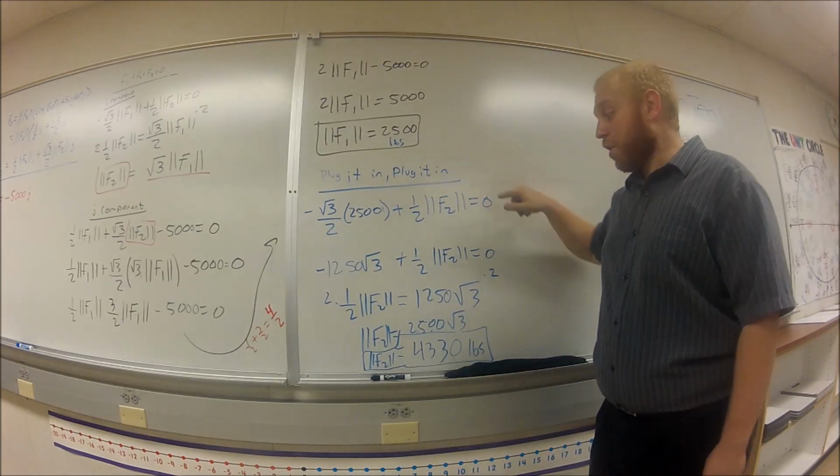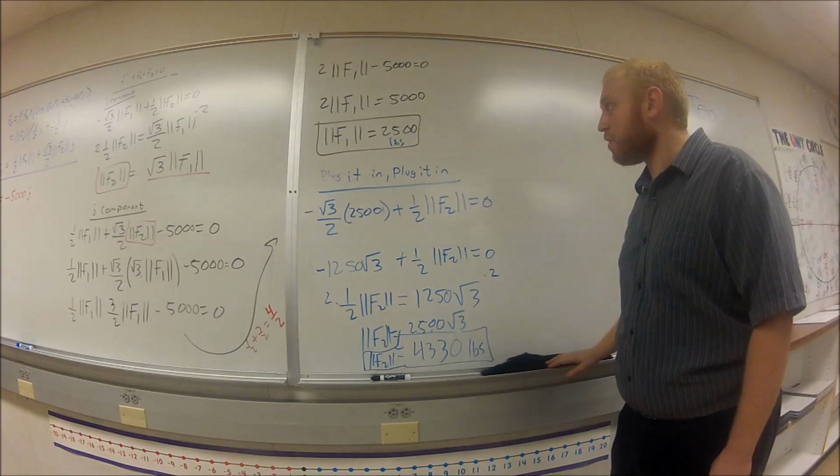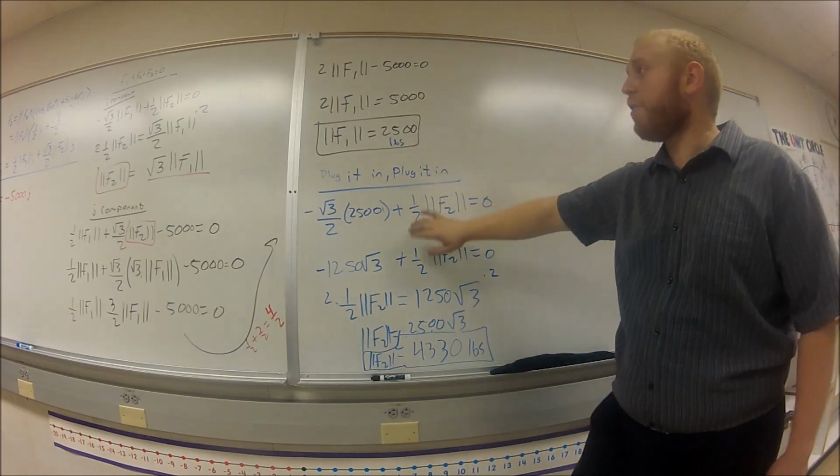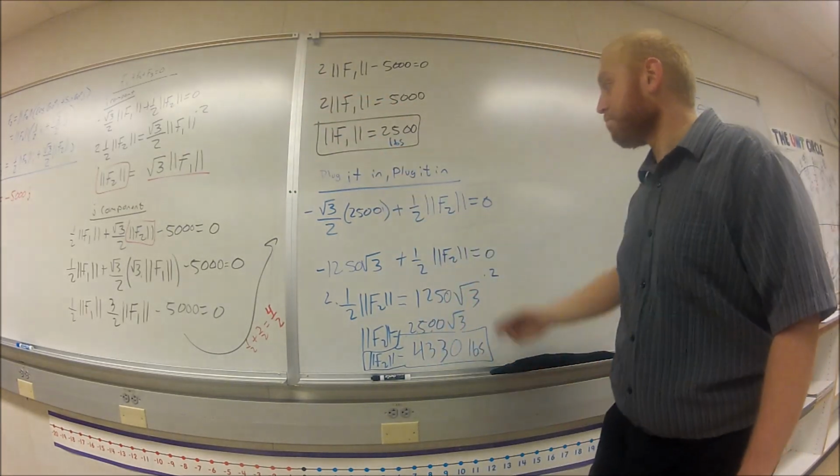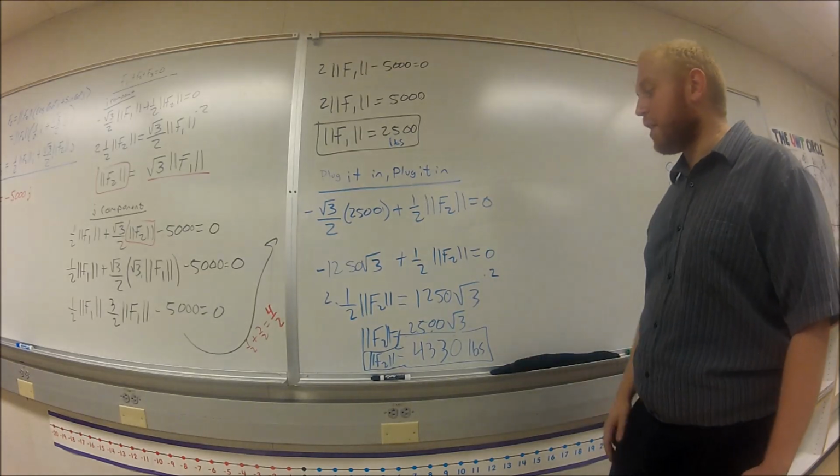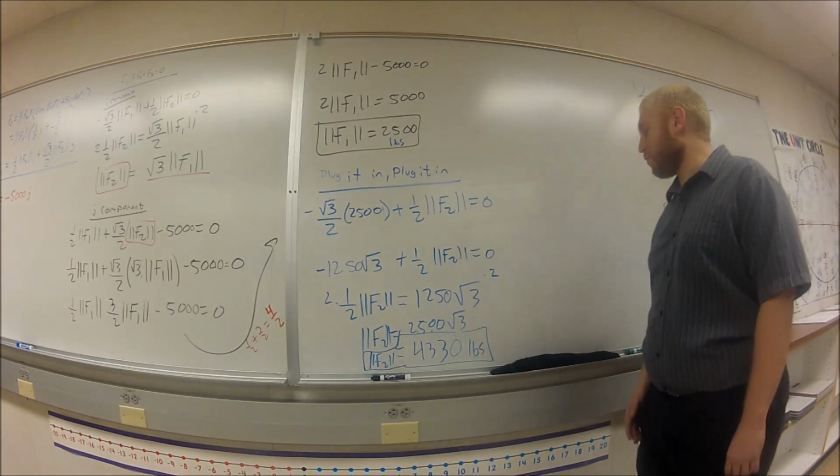Once we know that, plug it in to figure out what the magnitude of force 2 is. So I plugged in 2,500 into the top equation and solved it. And you should get the tension of force 2 is equal to 4,330 pounds.